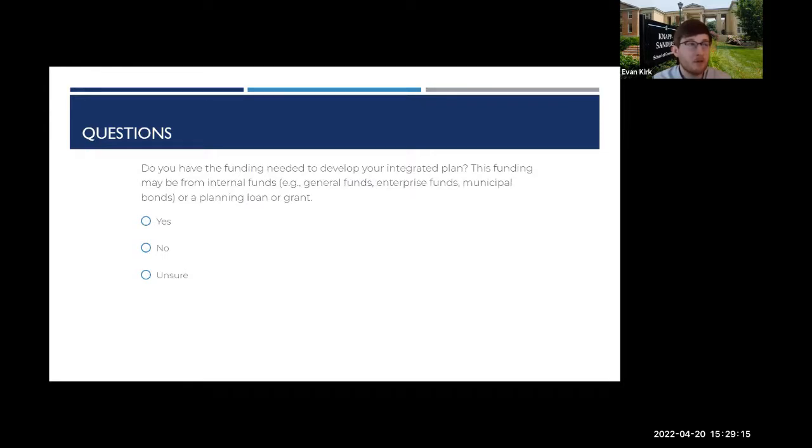Then we're going to ask you if you have funding for the integrated plan, and then we're going to point you to the resources, a lot of which we've discussed today. And then, if you want to talk to us one-on-one, we can maybe help you in a more direct way, a more intimate way about trying to find funding that's right for your community.